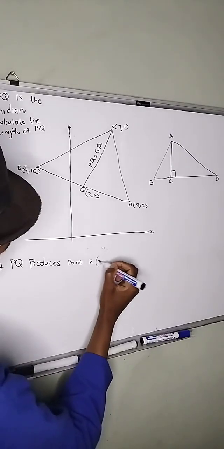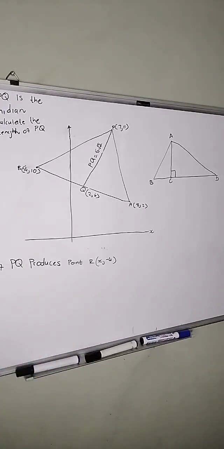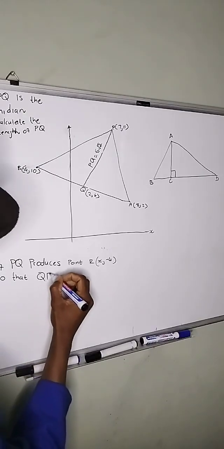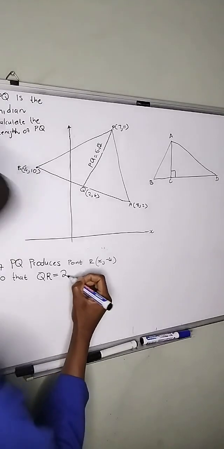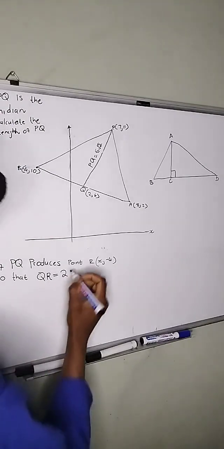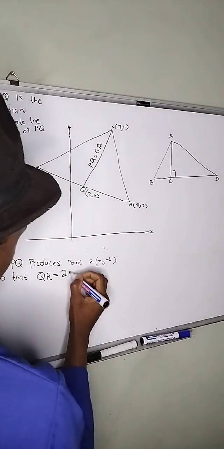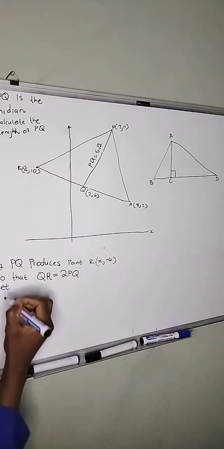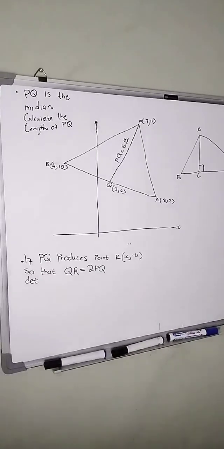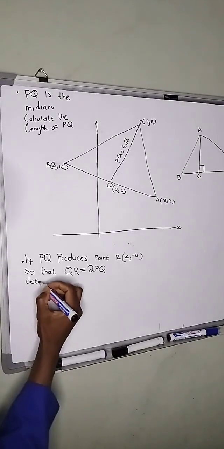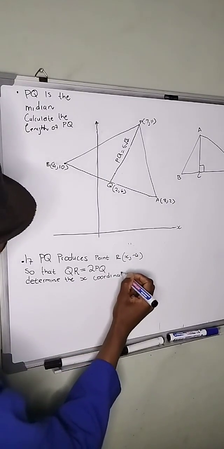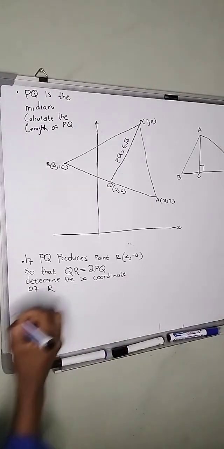If PQ produces point R and R is going to be x is to -4, so that QR is equal to 2PQ. They're saying, determine the x coordinate of R. Ne?